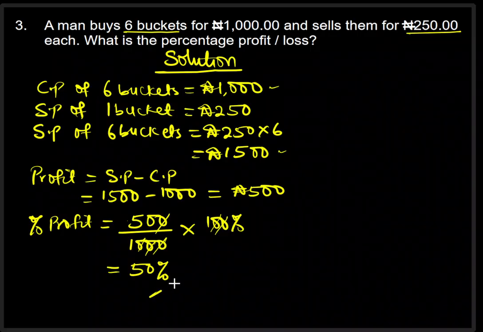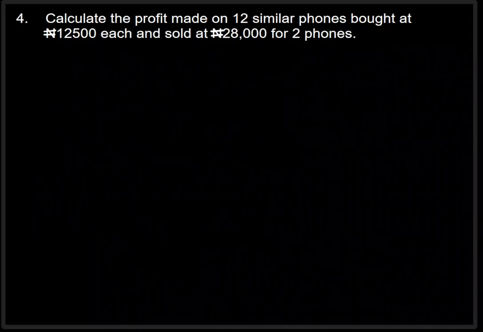Okay, so let's move on. That's number three. So let's see number four. I believe this should be our last example before you take your activity questions. So let's see. Calculate the profit made on 12 similar phones bought at 12,500 naira each. This one needs proportion to come in. Even in number three, we had a bit of proportion, so proportion will also come in here. Calculate the profit made on 12 similar phones bought at 12,500 naira each.